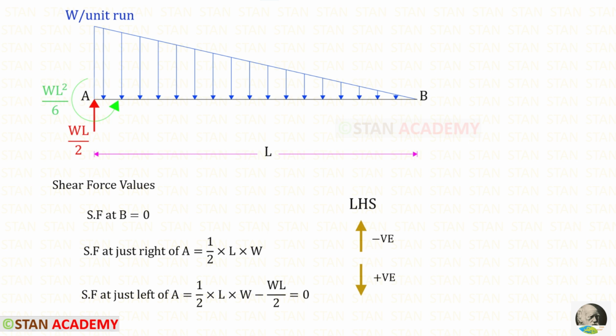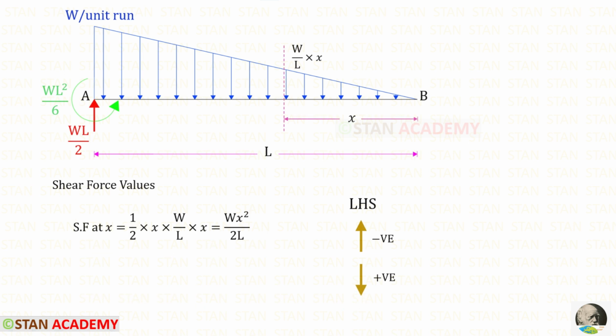Now let us find the shear force at just to left of A. With this, we need to add this. The reaction is acting upwards, so it will be negative. In this way, for the shear force at just to left of A, we will get 0.